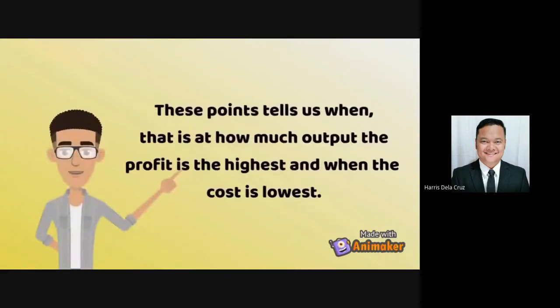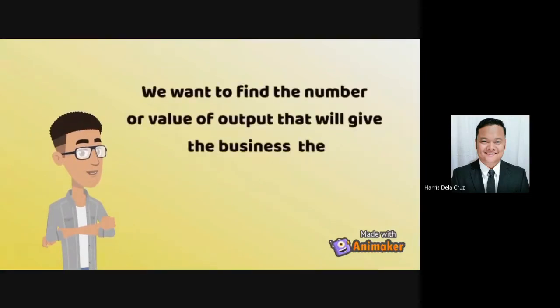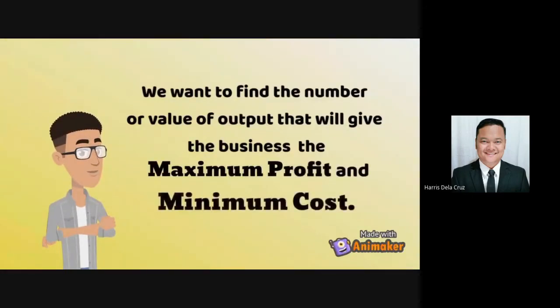These points tell us when, that is at how much output the profit is the highest and when the cost is the lowest. Graphically, we say that your output is the independent variable and your profit or cost is the dependent variable. Here, we want to find the number or value of output that will give the business the maximum profit and the minimum cost.